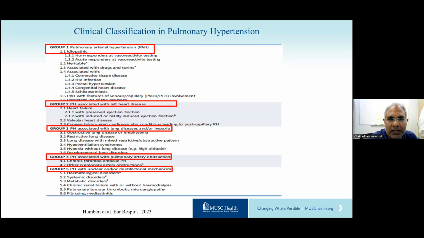Now, a quick note on the clinical classification in pulmonary hypertension. We have the idiopathic group, which is Group 1 pulmonary hypertension. Group 2 is PH due to left heart disease, which many of us are familiar with and deal with on a daily basis. Group 3 is PH due to lung disease. Group 4 is pulmonary hypertension associated with pulmonary artery obstruction. And Group 5 is PH with unclear or multifactorial mechanisms. In my practice, I care for patients with pulmonary hypertension in addition to heart failure, and I see pretty much all forms of pulmonary hypertension.